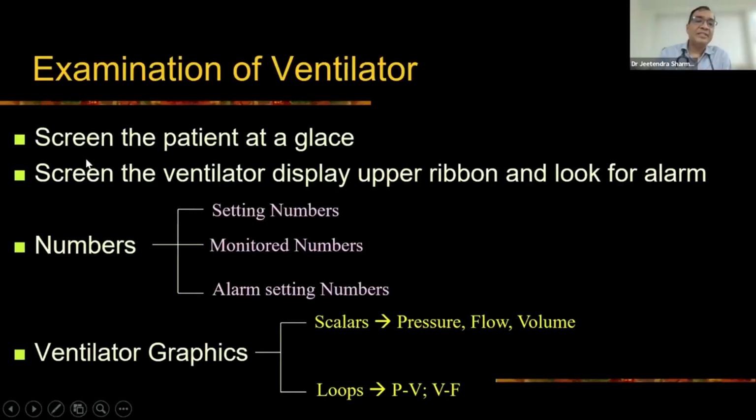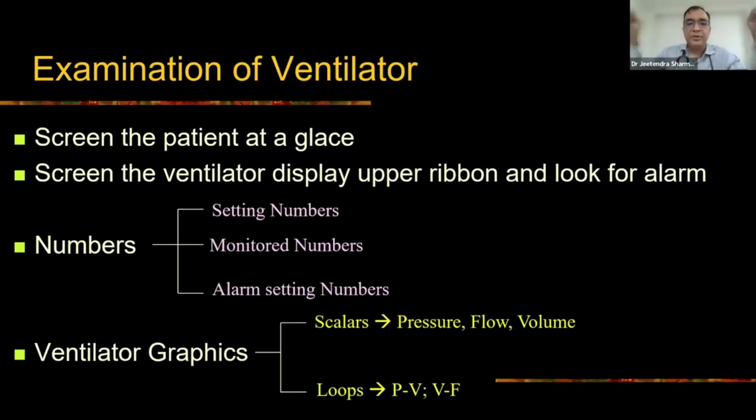So what I usually do in my unit is screen the patient at a glance. Any patient on the ventilator, you just see the patient. Suddenly you can find there is a problem, almost near cardiac arrest and all these things. So obviously, just at a glance, see the patient. Now second, come to the ventilator. Screen the ventilator display upper ribbon and look for alarms. In one or two slides I'll give you exactly a photograph of what I mean.